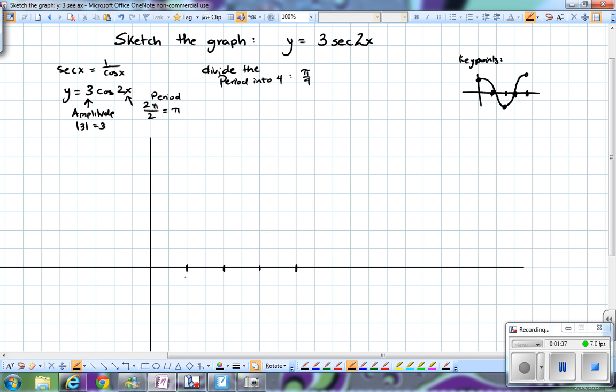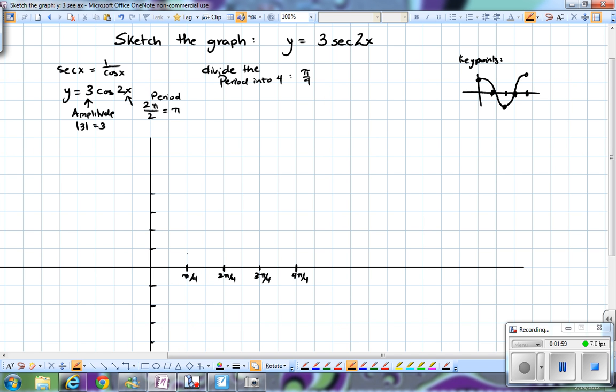Again, our markers this time we're counting by pi over 4 units. So pi over 4, 2 pi over 4, 3 pi over 4, finally 4 pi over 4. We can reduce those fractions later. The amplitude being 3, let's go ahead and apply our vertical scale.